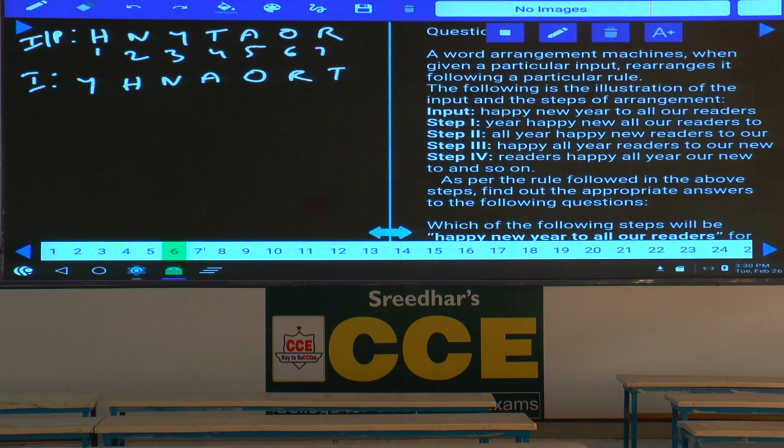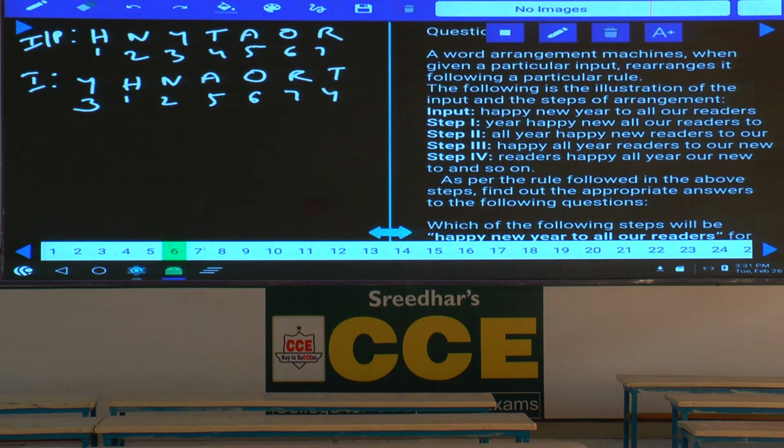Now find out the relation between these two. Which word is coming to the first place? Third word. And Happy is there in the first one: 3, 1. New is what? New is 2: 3, 1, 2. Next one, 5, 6, 7, 4. Now this is from input to step 1.